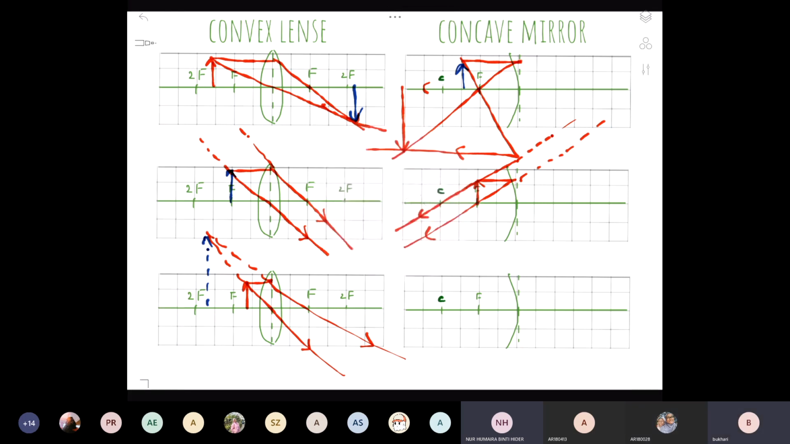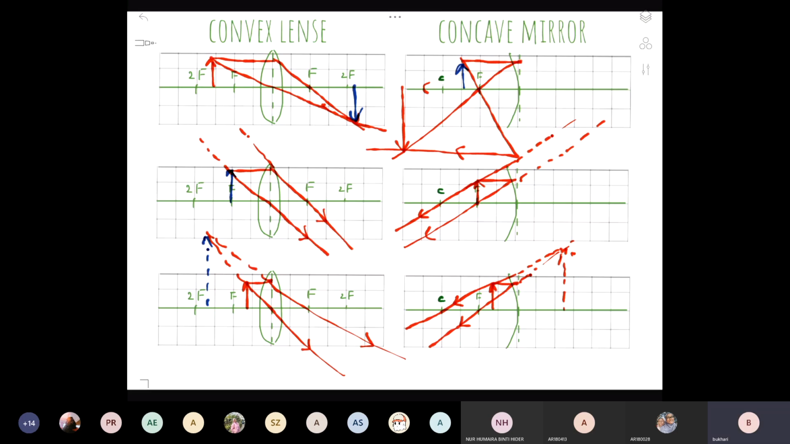Okay, now the object is here. In this case, light travels parallel to the principal axis. It will be reflected towards F, and light travels to the concave mirror and is reflected towards C. You cannot see any intersection because the light diverges also. So what you need to do is draw a line backwards, and you can see the intersection over here. The image should be a dotted line because it is a virtual image.